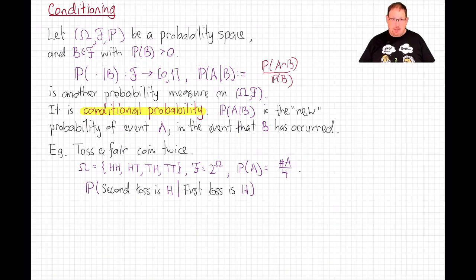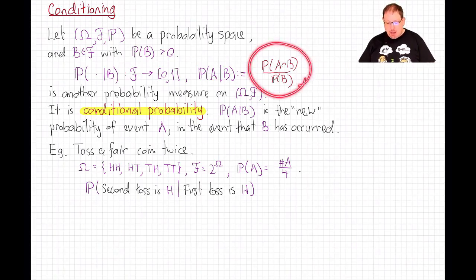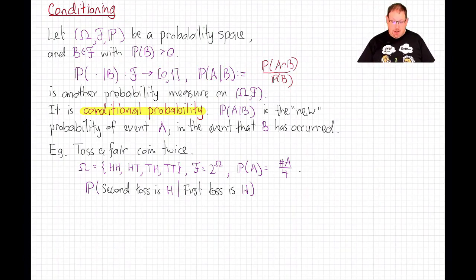As we conduct the experiment, we might get new information that a certain event B is no longer in question. It has occurred. And so now we want to know what are the probabilities of other events given that information. Some of them might not be affected, others might be affected greatly. This conditional probability is a model for that. For all events, it tells us what is their probability given that we now know that the event B occurred.